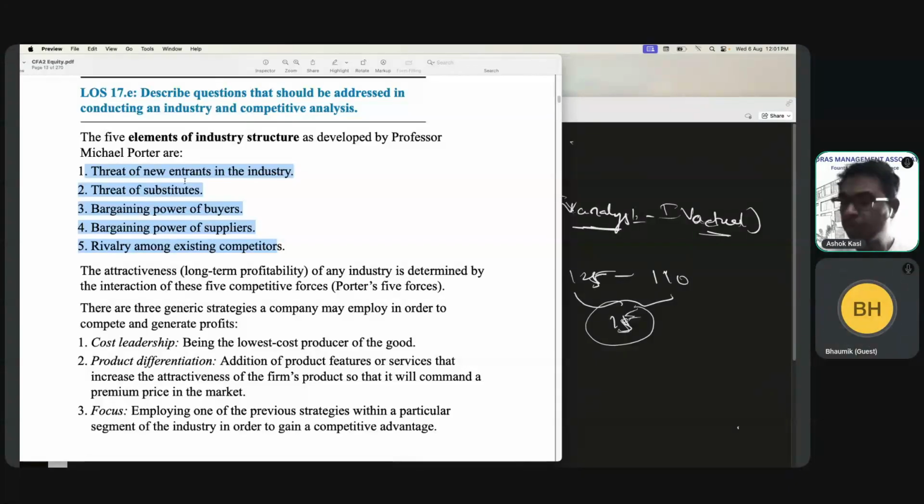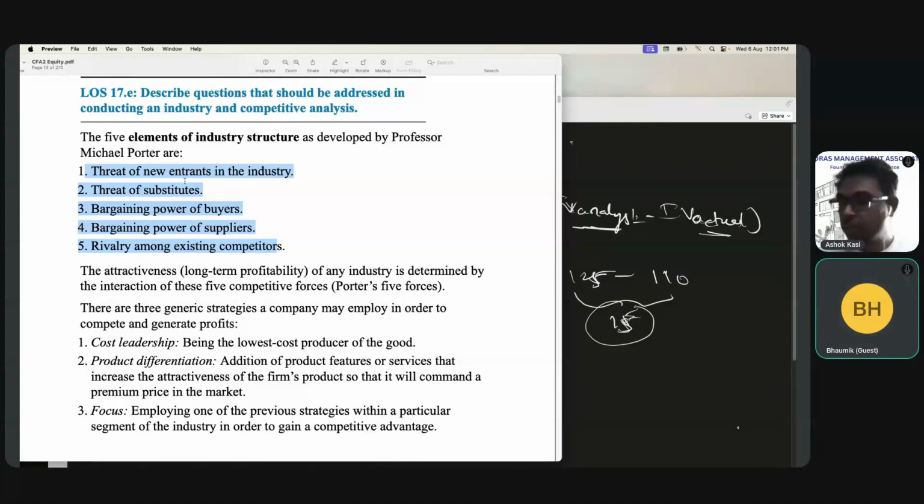Okay, bargaining power of suppliers. If suppliers have a good bargaining power, then the company will not get raw materials easily, because the raw materials price will go up. If bargaining power of supplier is weak, that means the company can get the raw materials very cheaply. So that is the difference. Otherwise, the supplier will keep increasing the price, and then you will not be able to get the profits.